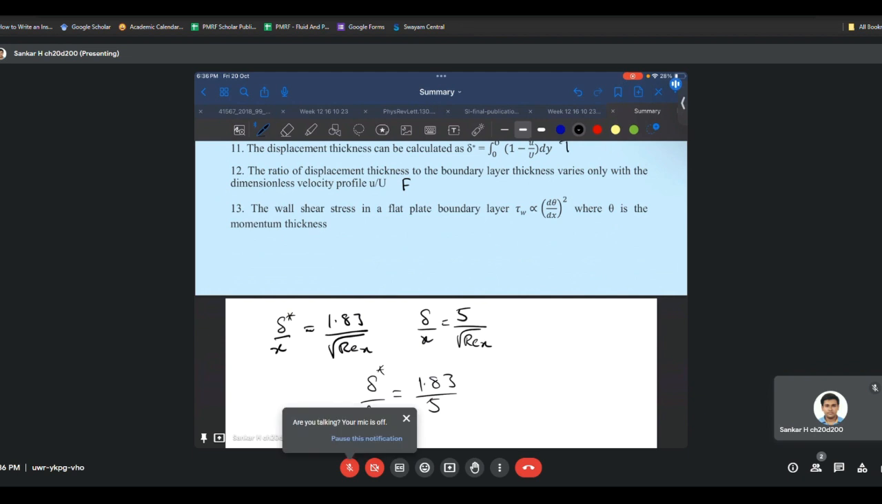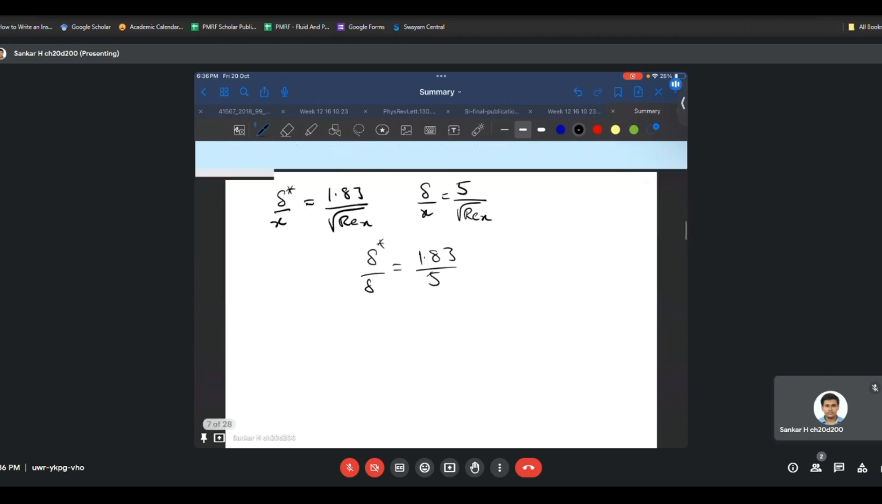And the last true or false question: the wall stress near a flat plate boundary layer tau w is proportional to d theta by dx, the whole square, where theta is the momentum thickness. Now that statement is actually false.